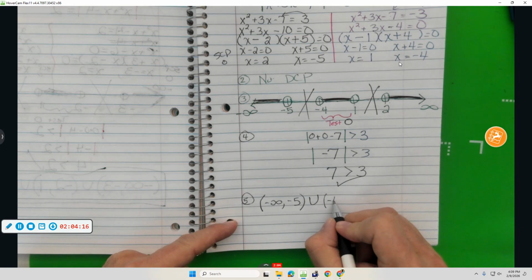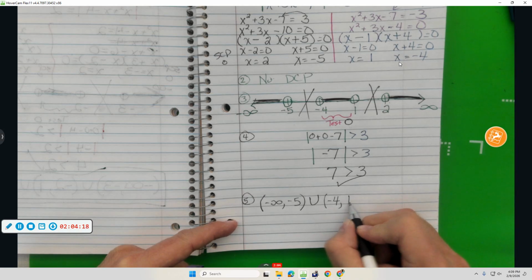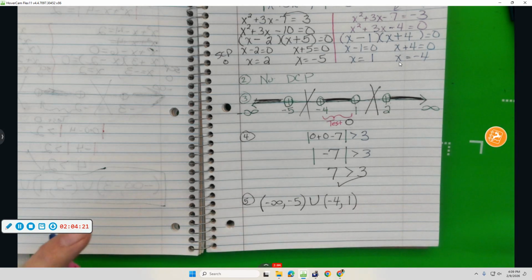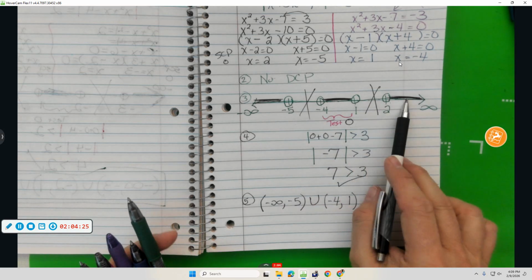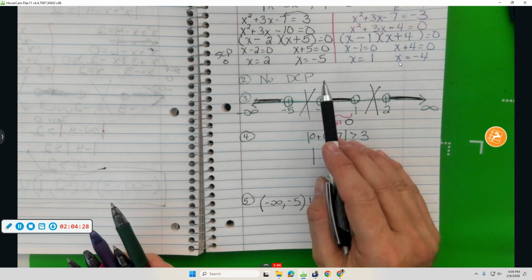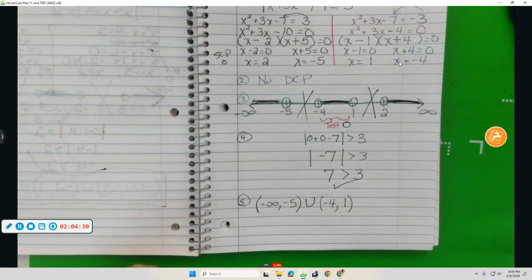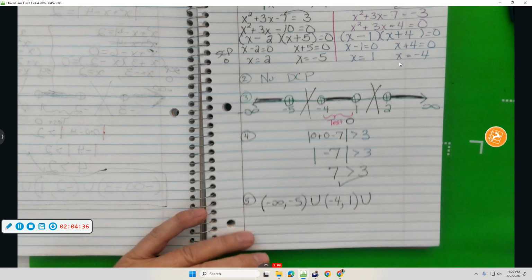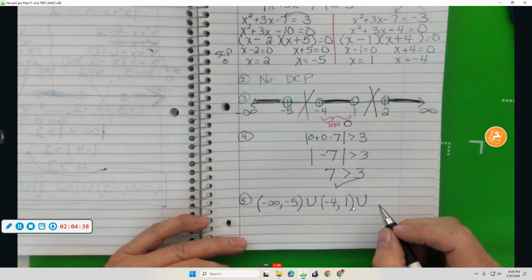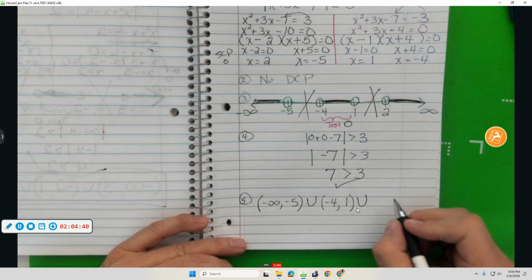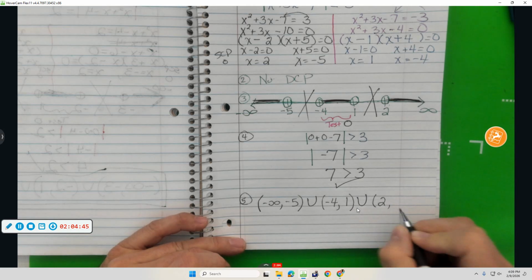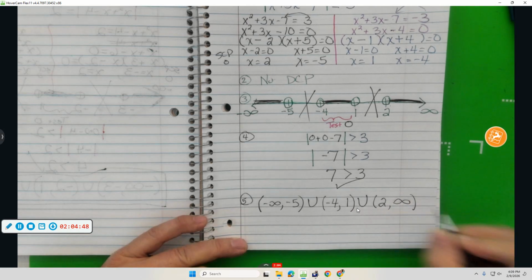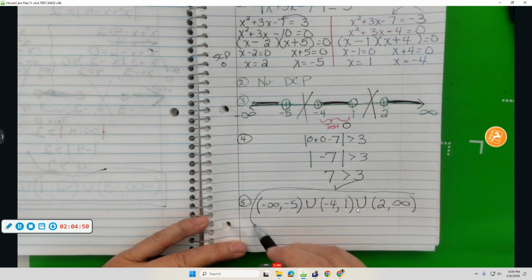Parentheses, negative 4, comma, 1. Again, sometimes in the past, I've seen students that they just write the interval notation for every one of them. That's why we put an X there. It's trying to say, don't write that one. That one's wrong. Then one more union, and I'll call that a U. I'll say U, but you cannot use the U from your keyboard. You have to use that U shape from the toolbar. I'm going to type it in.